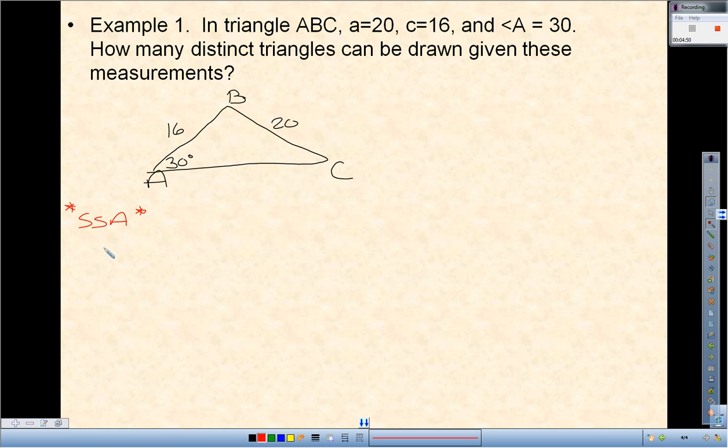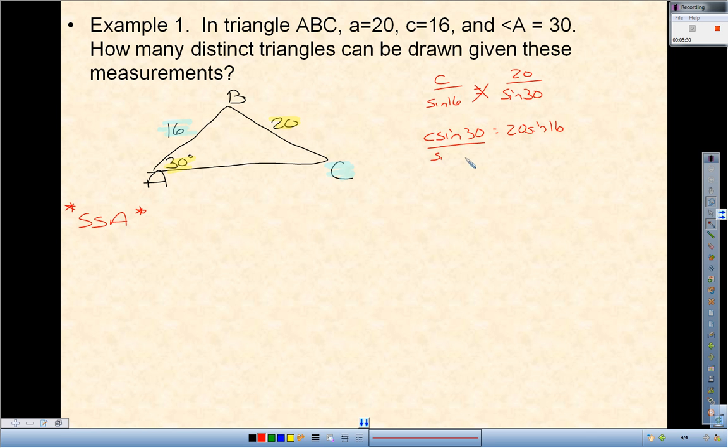I have to watch out for the ambiguous case to know whether this triangle might not even work, or it might be just one triangle, or there might be two triangles that could represent this situation. So first I'm going to use the law of sines. I'm going to match up 20 with 30 degrees, and 16 with angle C. So if I use the law of sines, I'm going to have C over sine of 16 equals 20 over sine of 30. I'm going to cross multiply, so I get C sine of 30 equals 20 sine of 16.